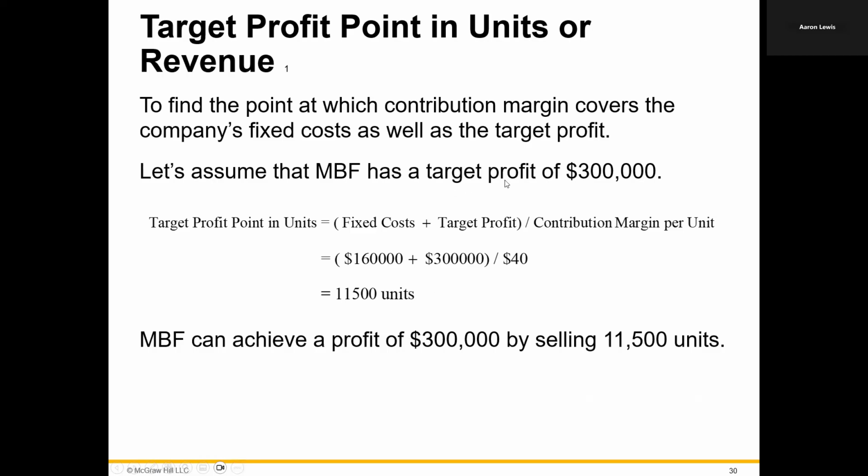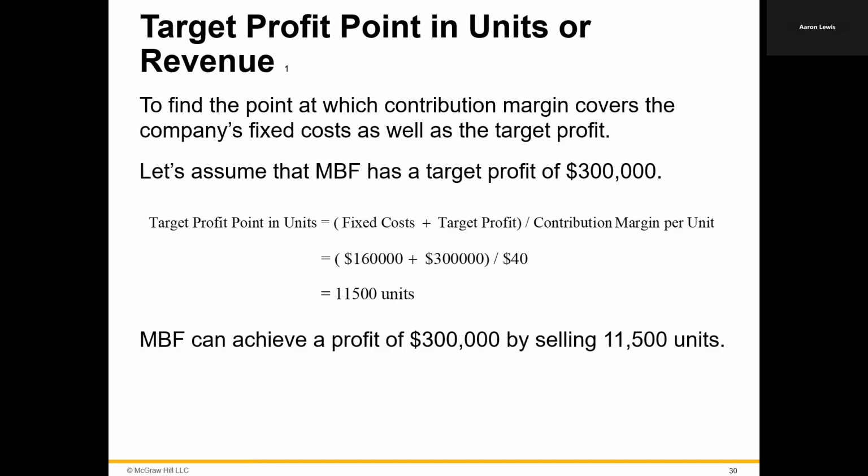So in this case, instead of breaking even, what if MBF wanted to make $300,000 in operating income? You take your $160,000 in fixed costs, add to it your $300,000 of target profit, that's $460,000. And if you divide the $460,000 total required contribution margin that you have to have by the $40 you make off of each bed sold, that's 11,500.